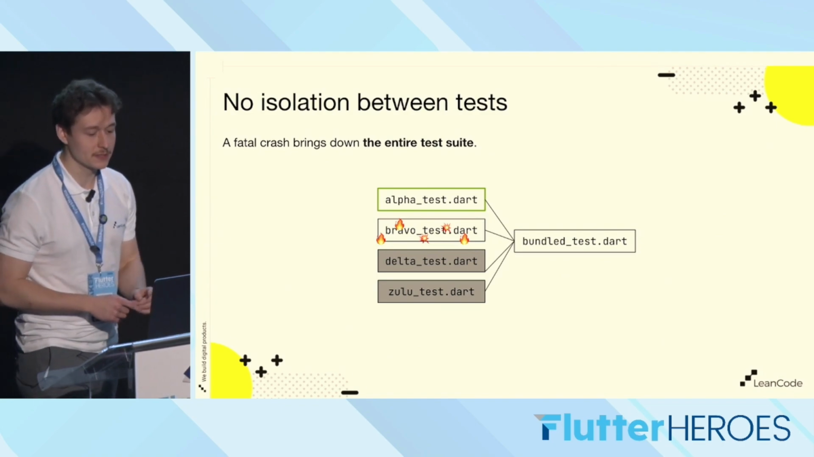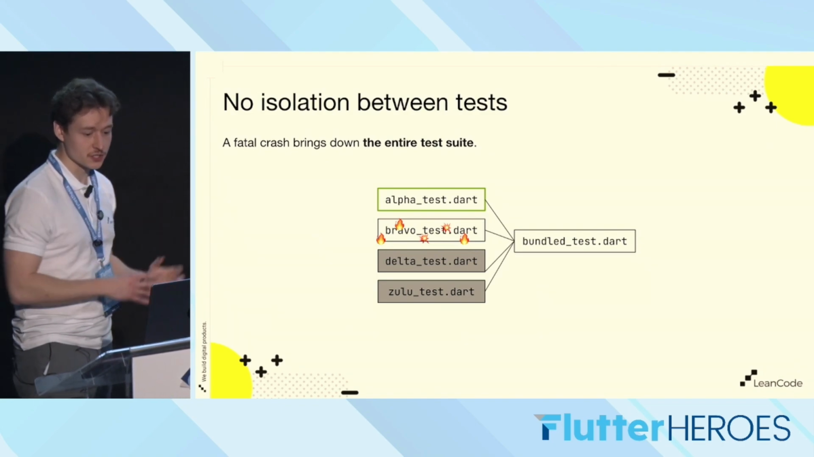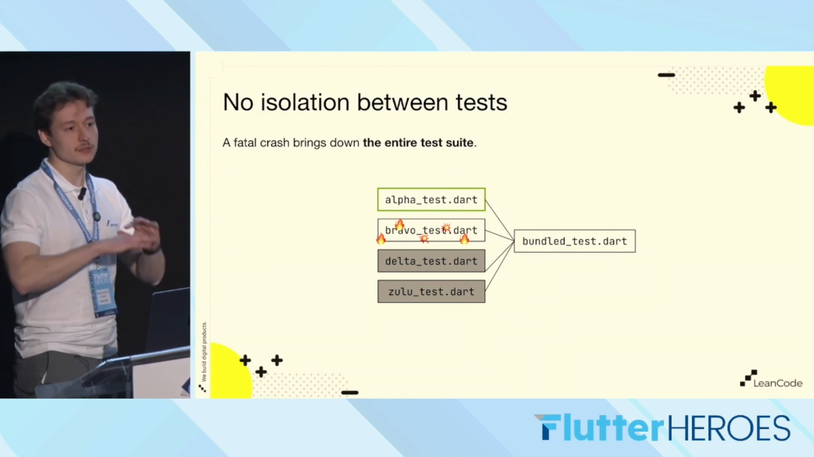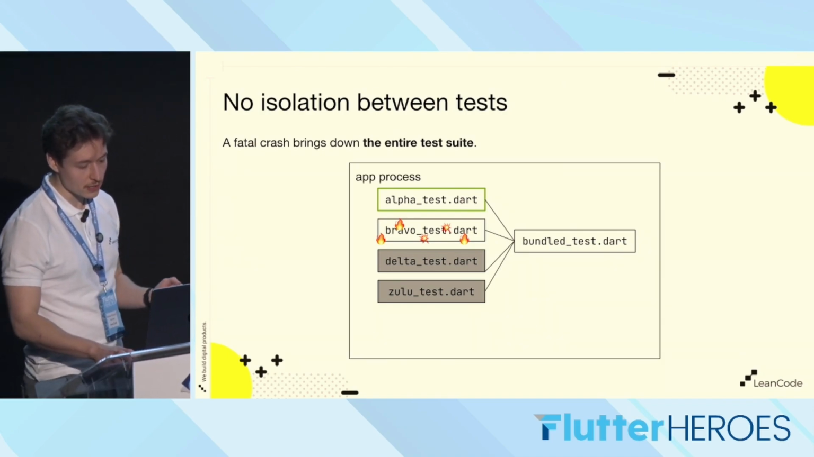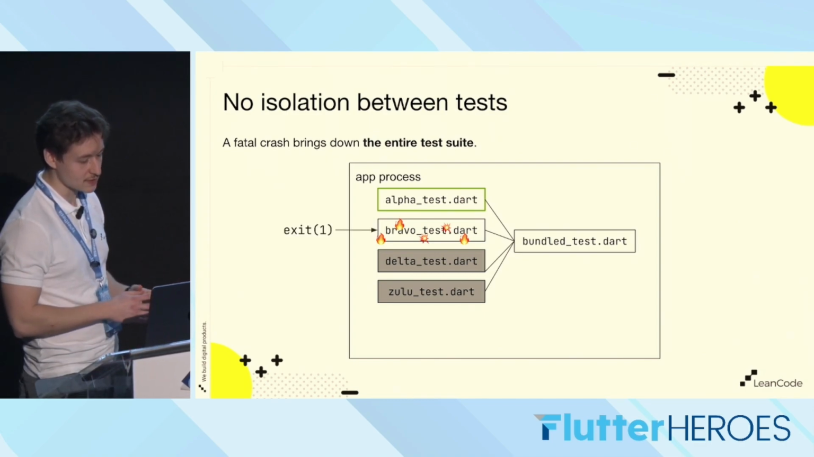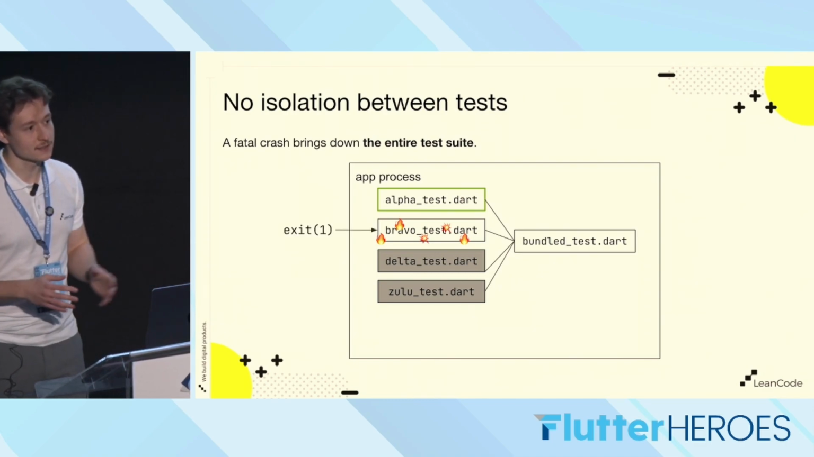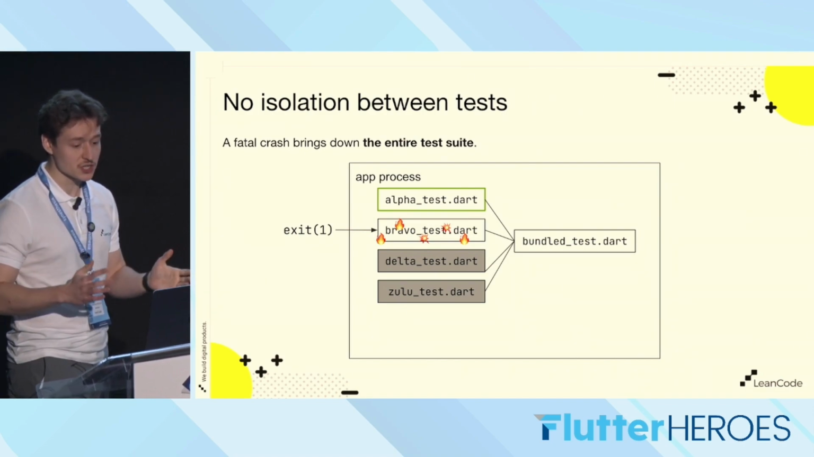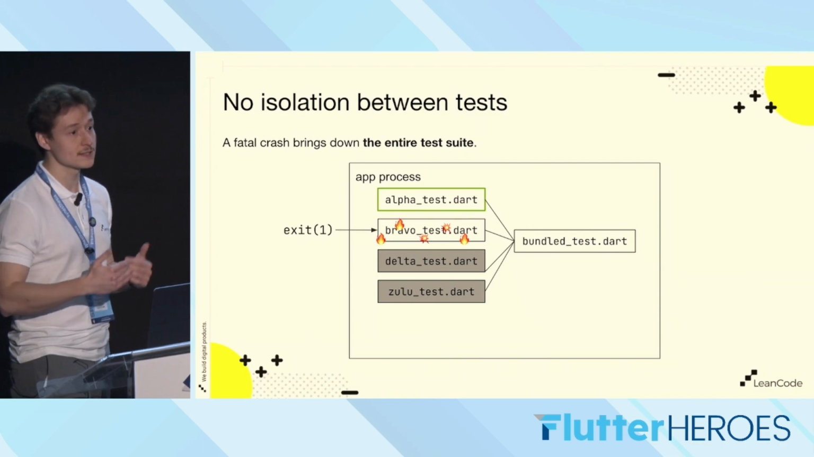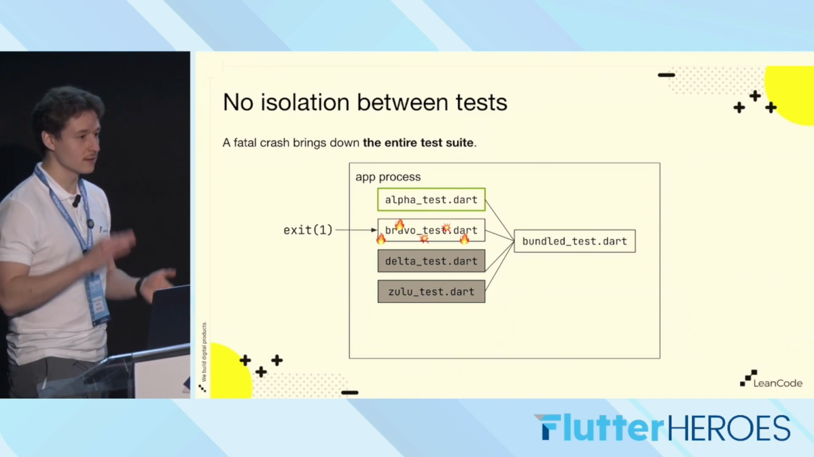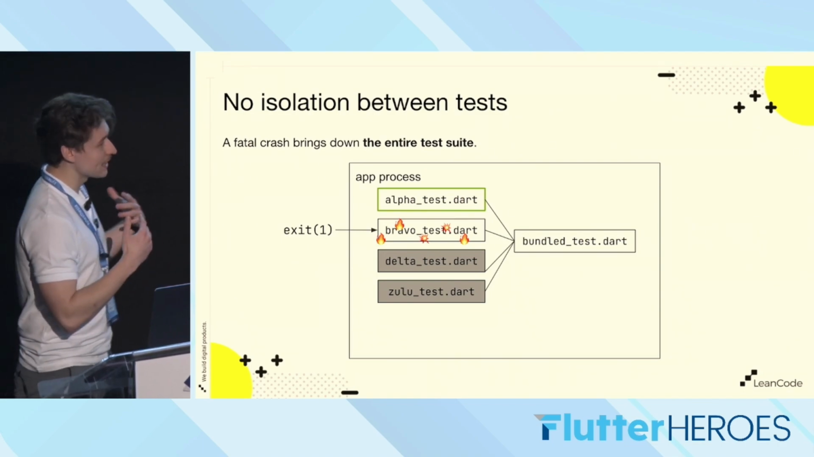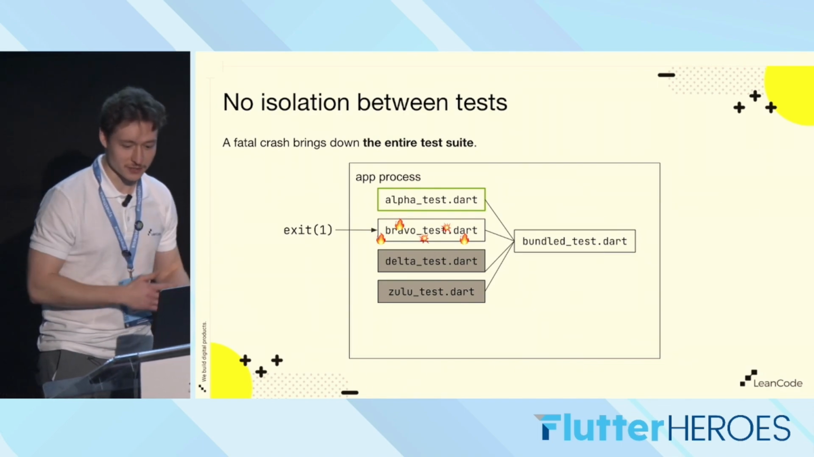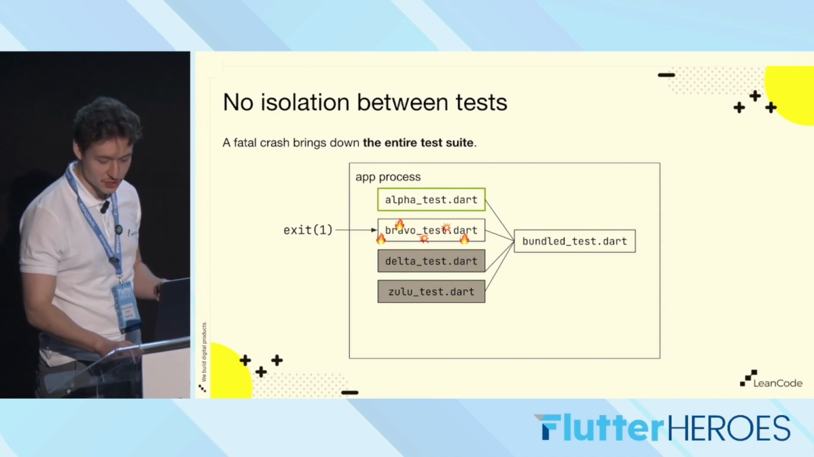But what happens if your app crashes in one of those tests? Then it brings down the entire test suite. So it's all in one app process. Basically you would exit with an error code, and it just crashes, and you have no reports, no test results. So if you have 100 tests, and after 99 passed tests your last test crashes, you won't see 99 results. You will just have a crash.